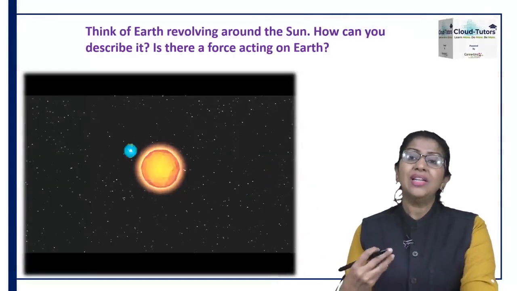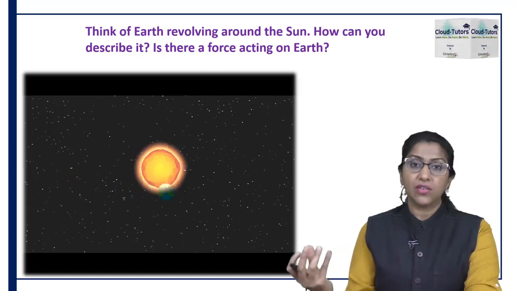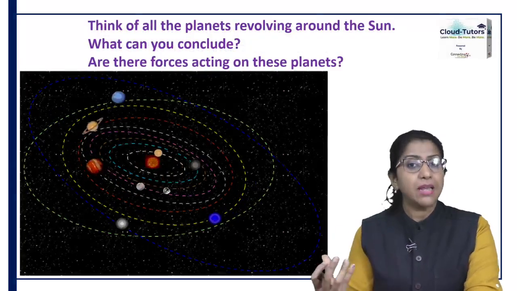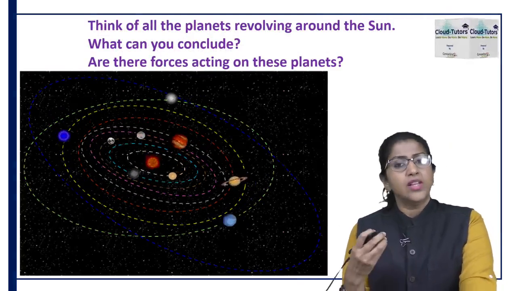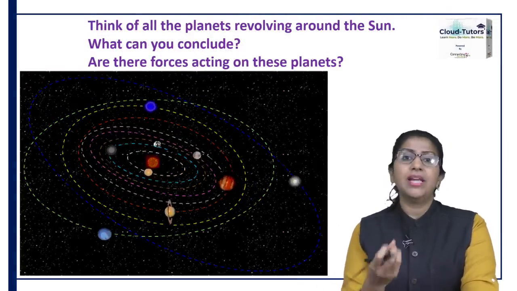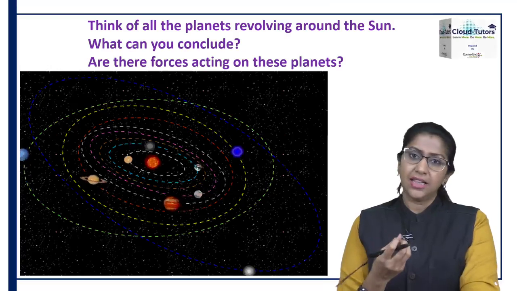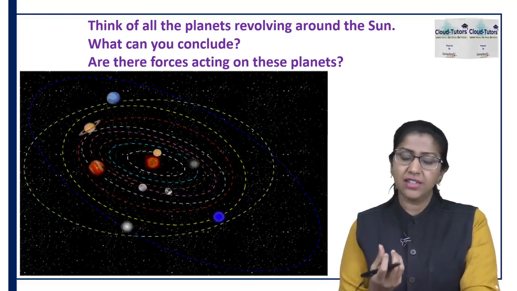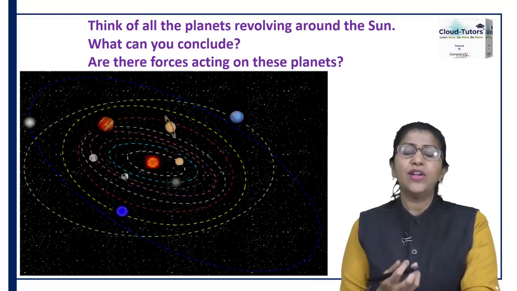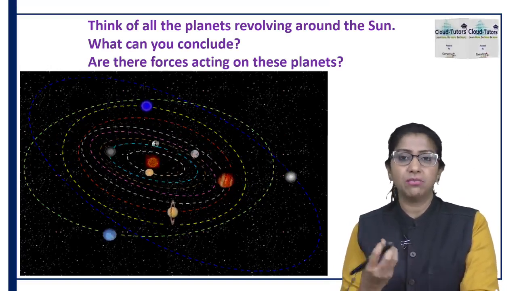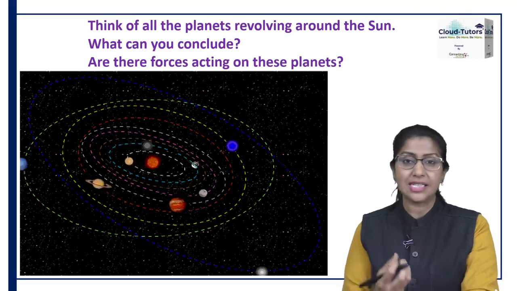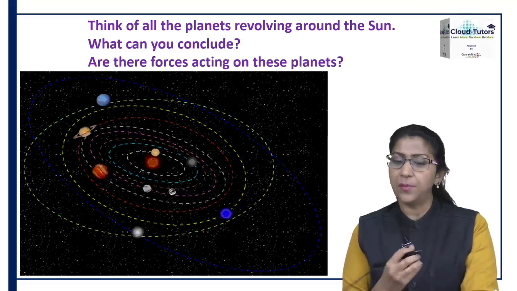So when we think about the Earth revolving around the sun or any of the other planets revolving around the sun, they are all in motion, right? So for any object to be in motion, we all understand there should be a force pushing it, correct? I'm sure all of you would have studied laws of motion and how these laws work in your high school.